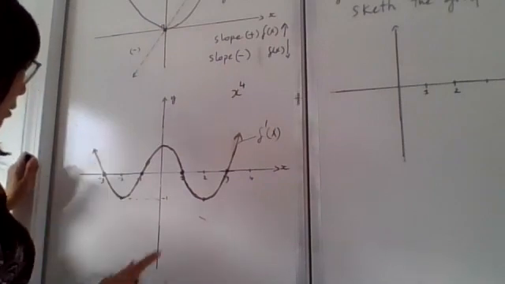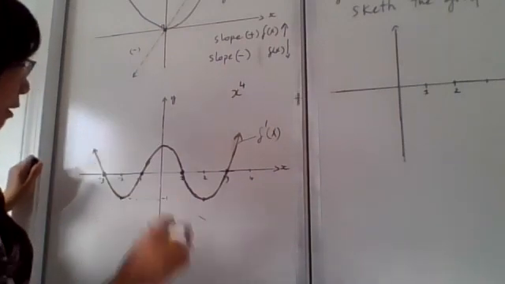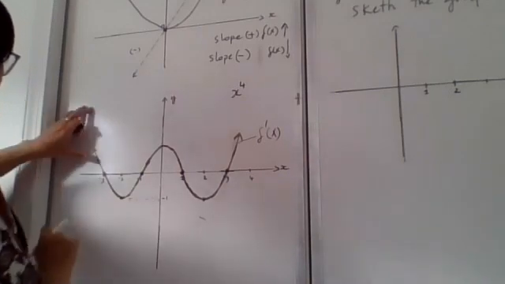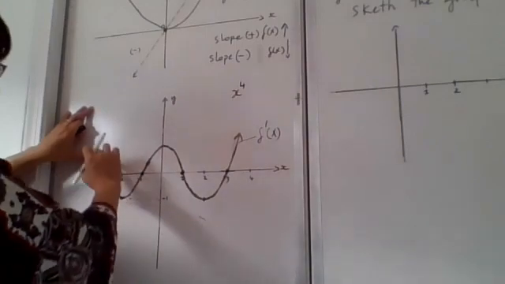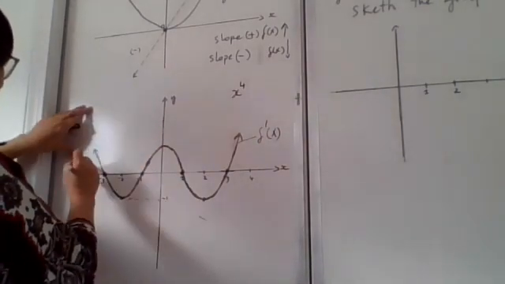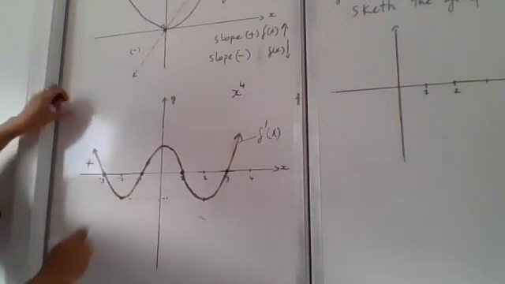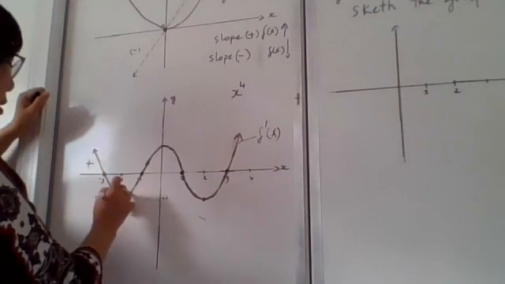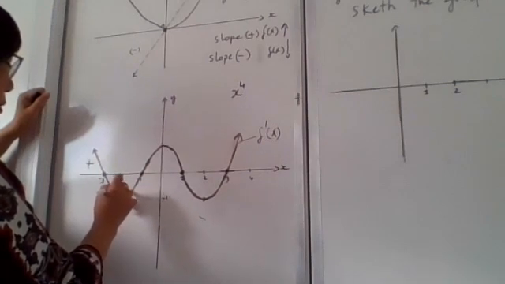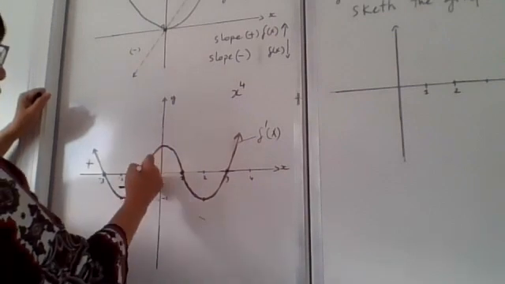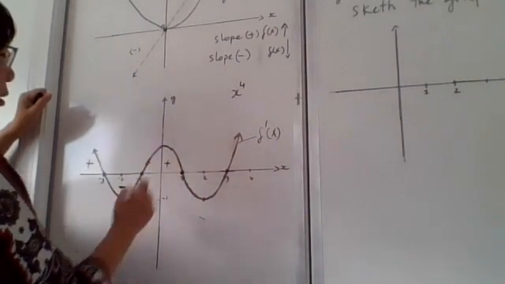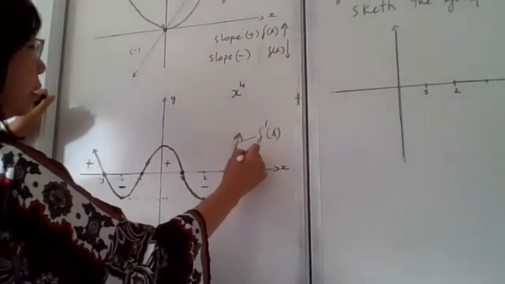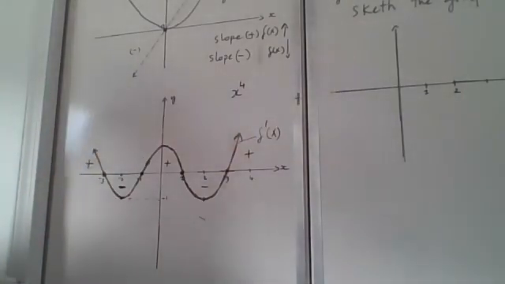Now, second thing, we're going to pay attention to the positive and negative slope, right? So at this point, the derivative y is on the positive level. So we mark it positive. From here to here, the slope of the function is negative. Then from here to here, positive. From here to here, negative. From here to here, positive. So we pay attention to those things.